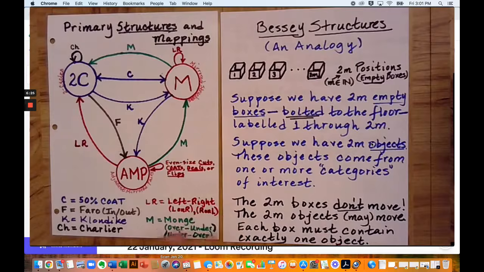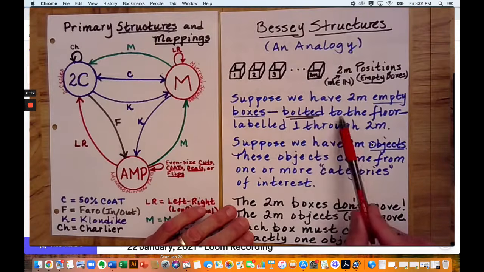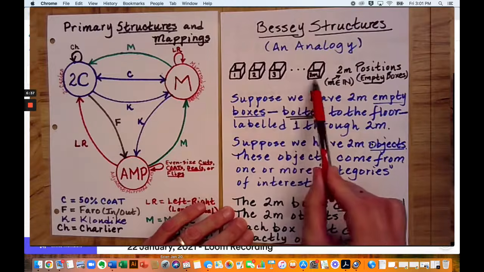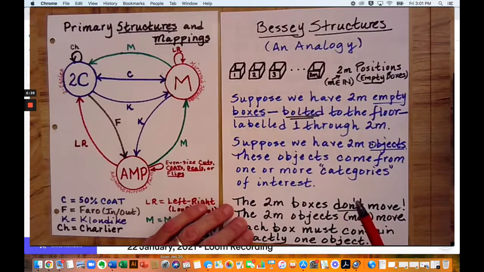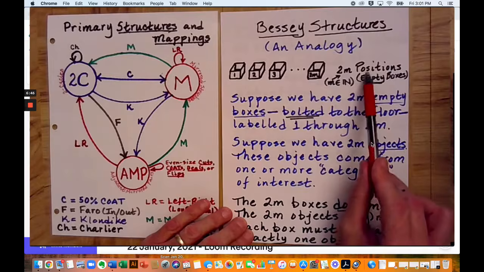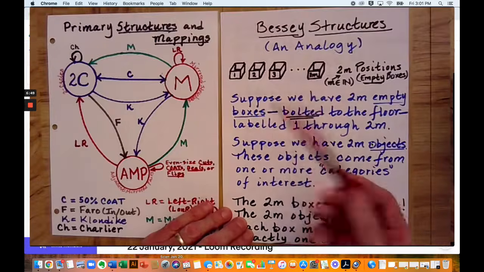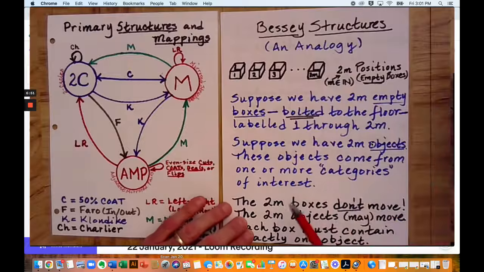These boxes are bolted to the floor, cemented. They don't move. They will stay where they are for all eternity. So these boxes stay put. They are empty. Now we're going to put objects into these boxes.